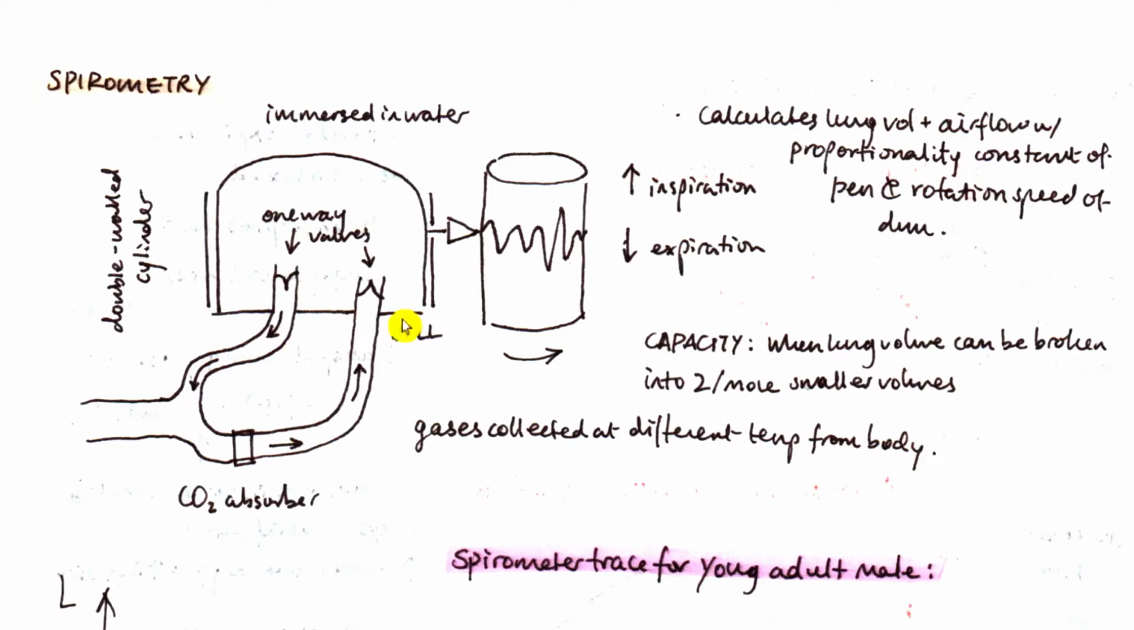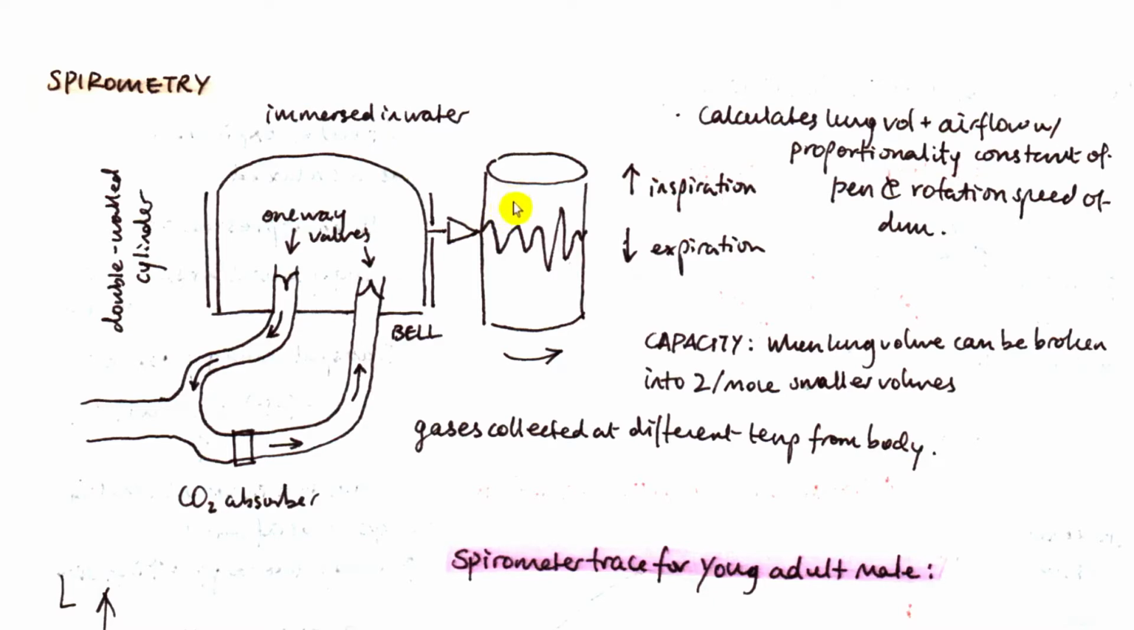into this bell. Now this bell has a double-walled cylinder, and it's also immersed in water so it can bob freely up and down. And these are one-way valves, so they don't allow air to go backwards. Now this bell is attached to a pen, which is drawing on a drum that's rotating, a cylindrical drum. So when you breathe in, the oxygen and the other molecules all go into this bell, and then that increases the weight of the bell, and then the pen will go down because the thing is being weighed down.